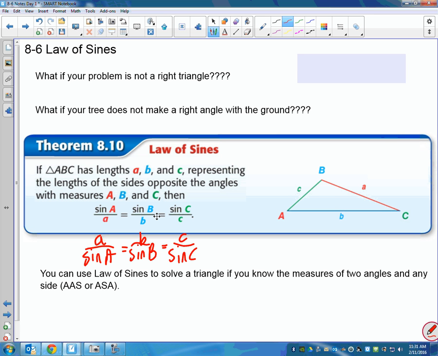And your book likes to say that these only work given certain things. You have to have either two angles and a side, or an angle, a side, and an angle. And as we talk about this more tomorrow, we'll talk about the law of cosines. Either they're going to give you enough information to do law of sines, or they're not, and then you're going to have to use the law of cosines.